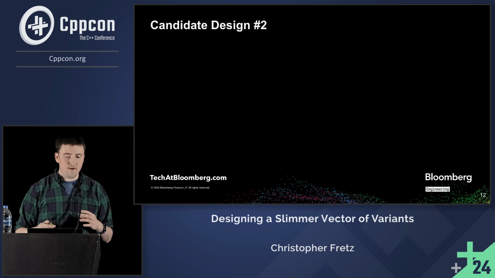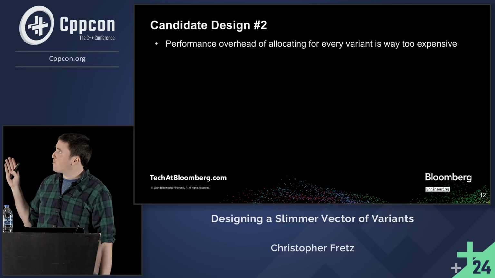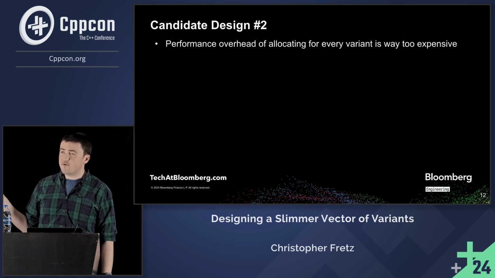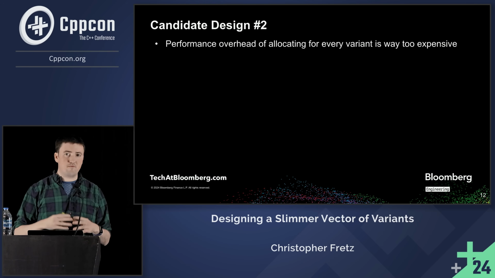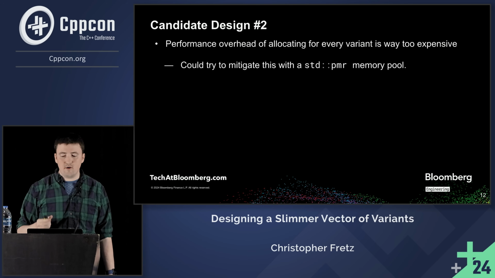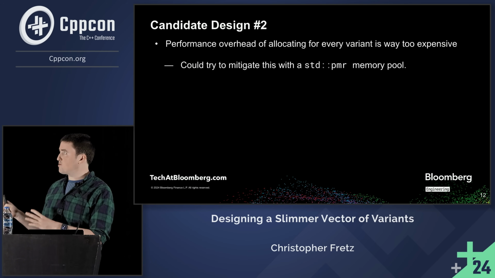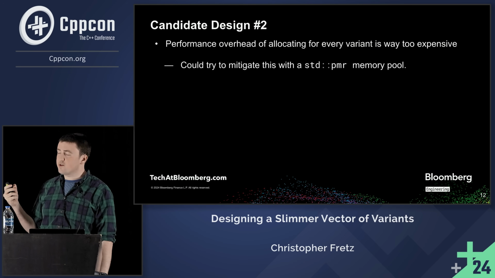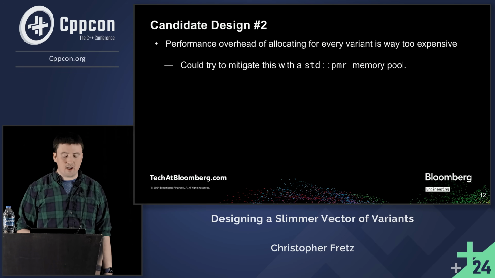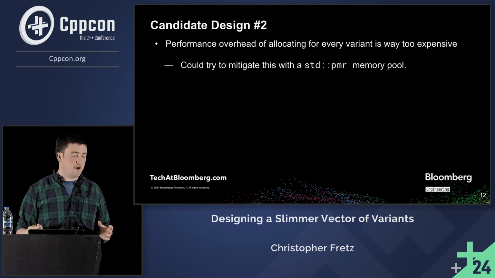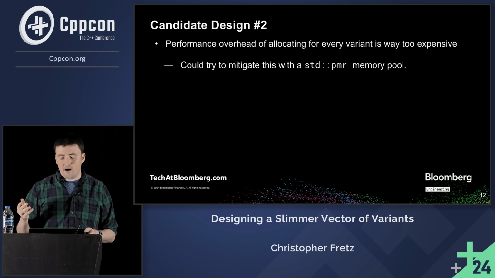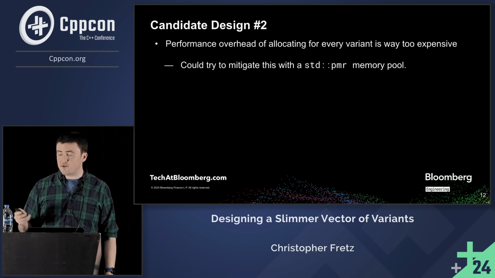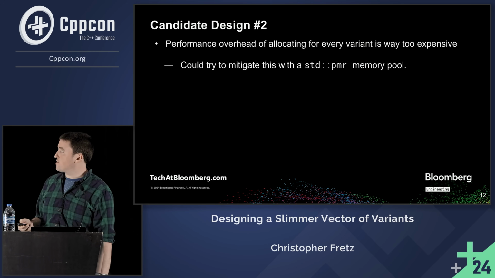Interestingly enough, the performance overhead for allocating for every variant, if you're going to the global allocator, is massively expensive. This is not the direction that this talk goes into, but one thing that I've been thinking about recently is that you might also be able to mitigate the approach of just allocating for every variant using a std::pmr memory pool. The idea is actually really cool because we actually just have memory pools in the standard at this point now.